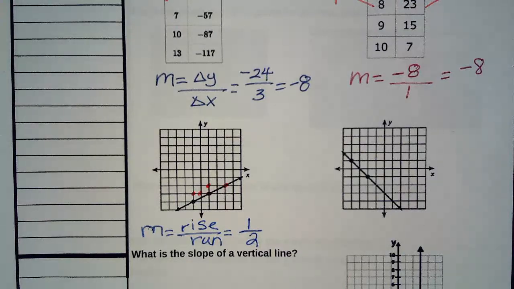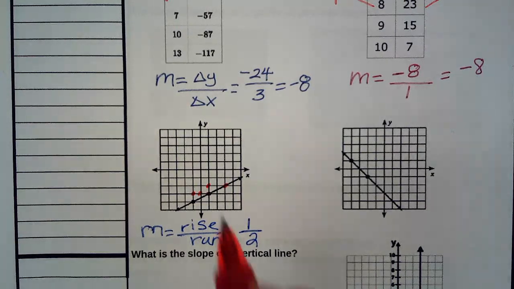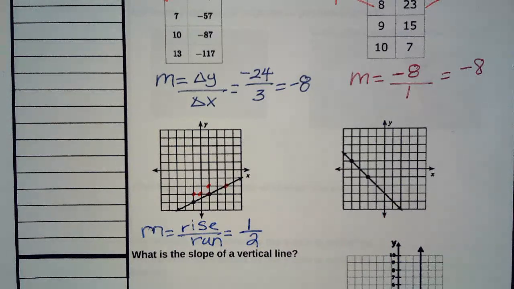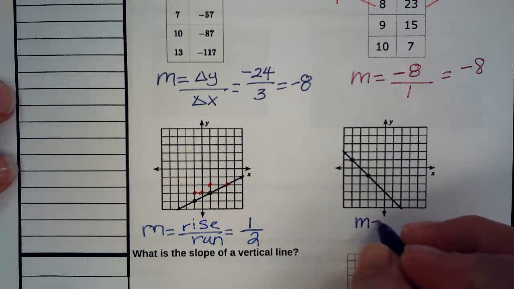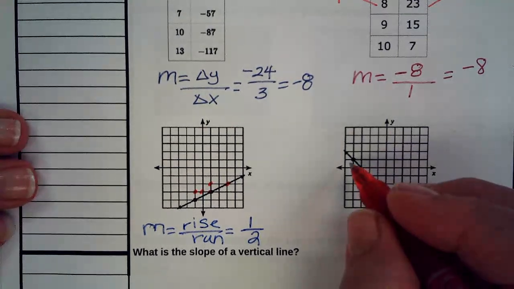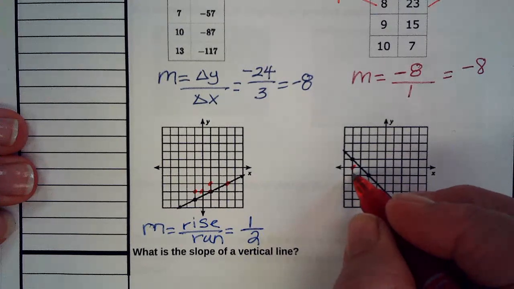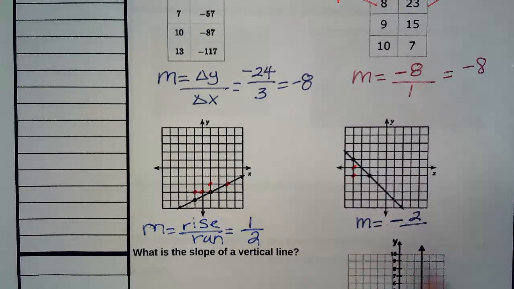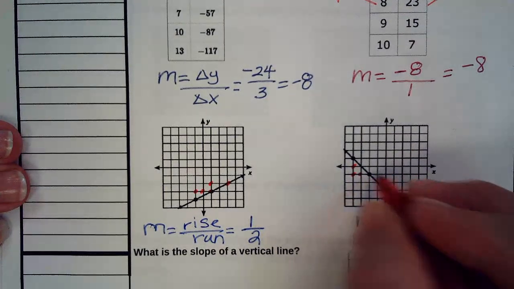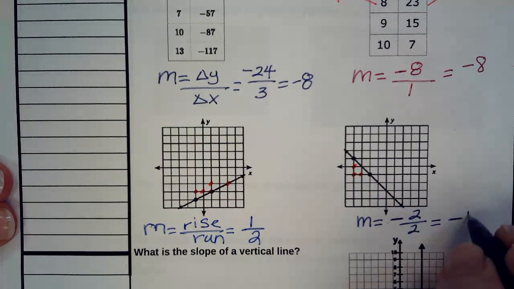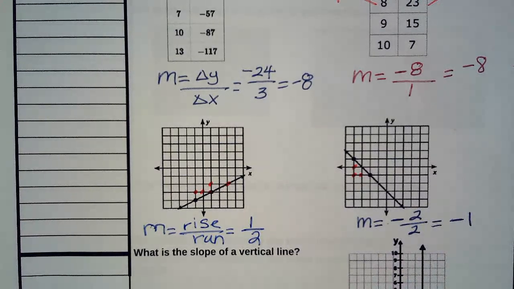Okay, for the next one, what do we notice? This one's positive, this one's negative. So what does my slope look like? This time it's going to be negative something. So I go down 1, 2. So that's negative 2. I go right 1, 2. Negative 2 over positive 2 gives me negative 1. So that slope is negative 1.